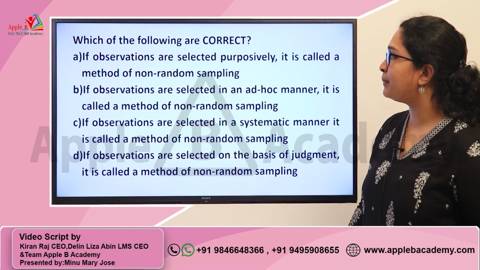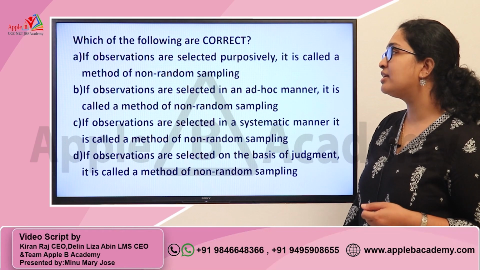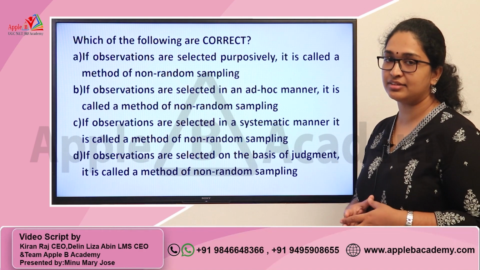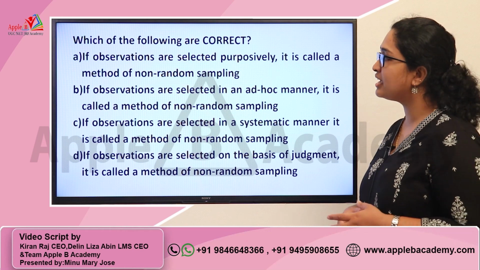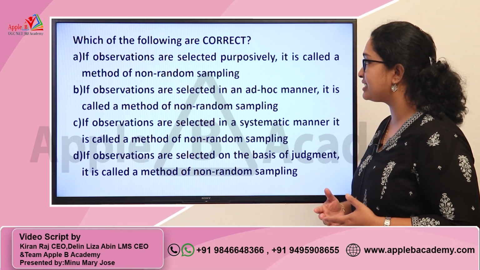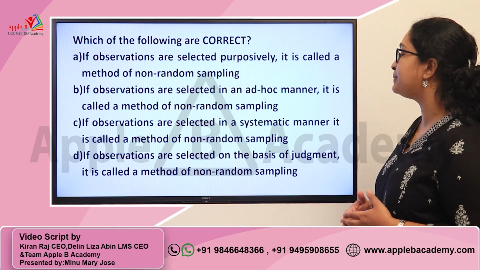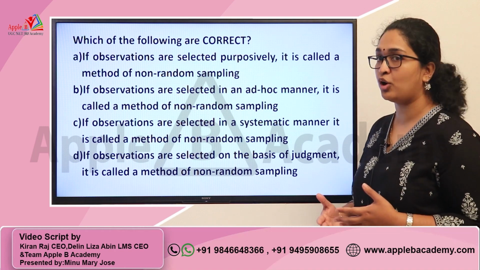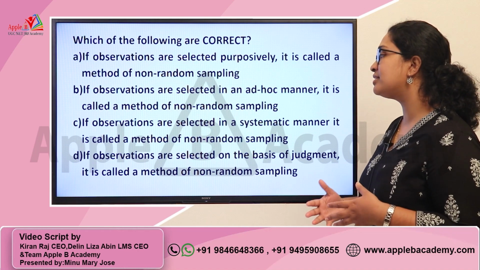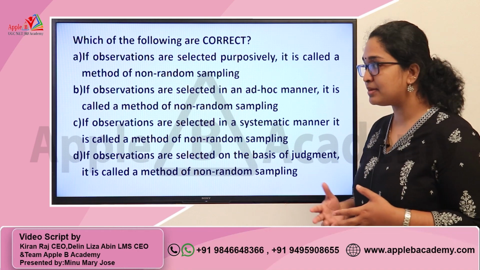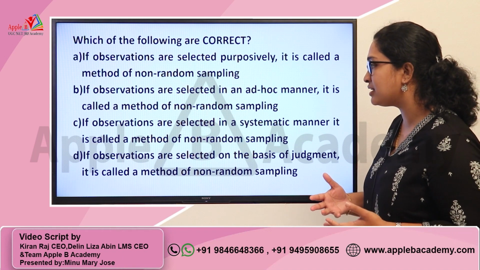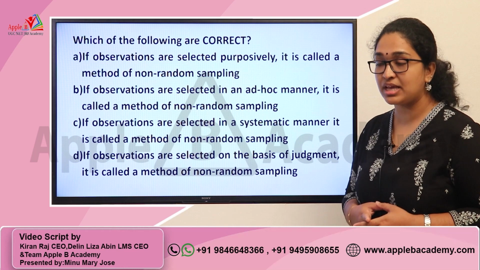The next question would be, which of the following are correct? Again, this is related to sampling, which can be found under statistics. That is, the statements are, if observations are selected purposefully, it is called a method of non-random sampling. If observations are selected in an ad hoc manner, it is called a method of non-random sampling. If observations are selected in a systematic manner, it is called a method of non-random sampling.